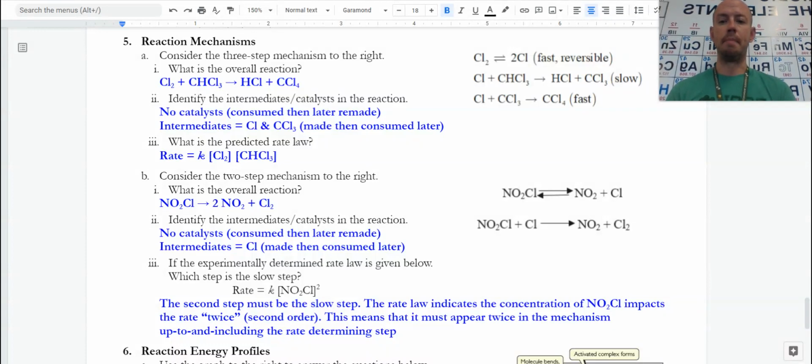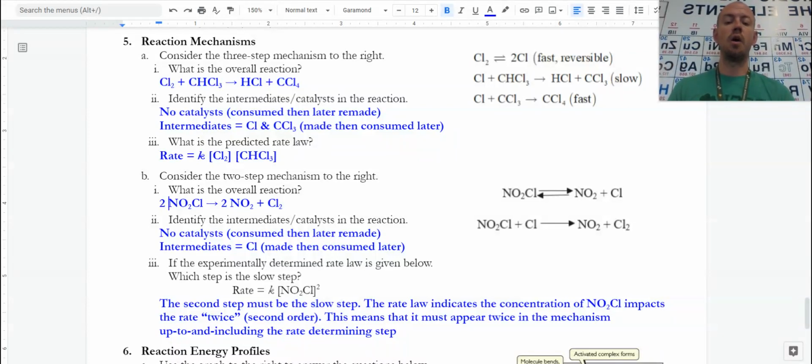So we would combine these, and we would see that there's 2 NO2Cls. The Cl cancels with the Cl, so there's 2 NO2s, and there's 1 Cl2. That's our overall reaction. If that's the reaction we're being asked about, then maybe this mechanism would work. We have no catalysts, once again, nothing coming in that is made later. And once again, Cl ends up being an intermediate. Kind of random that it was the same in both of these.